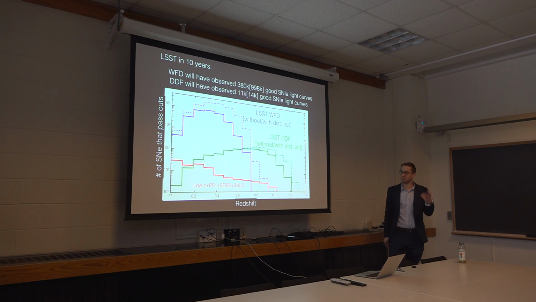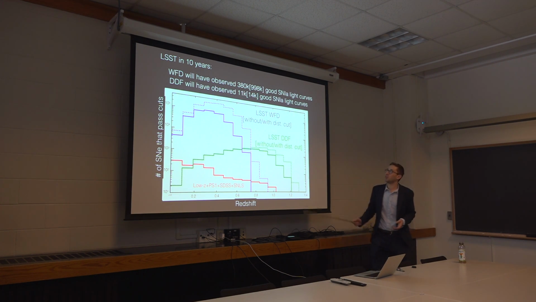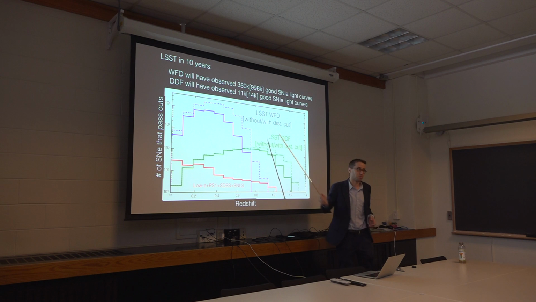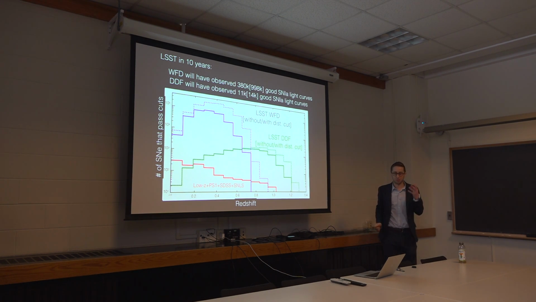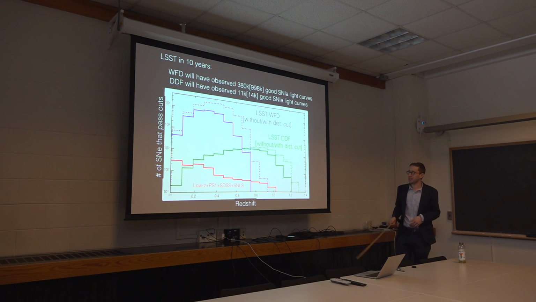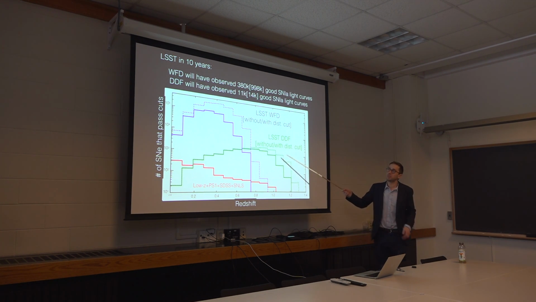You get this much combined singleton noise. And ultimately, the number that you get is about 380,000 Type Ia supernovae with good-ish quality light curves, and roughly 1 million with all over the place quality light curves. For DDF, the numbers are much smaller. You just don't have that much area. It's somewhere between 10 to 15K.